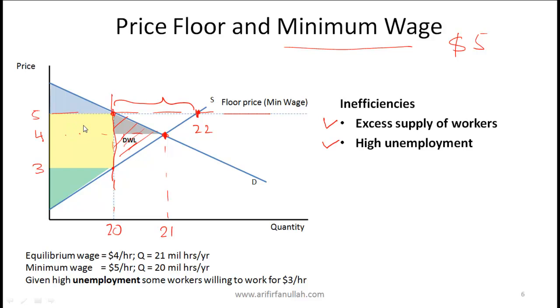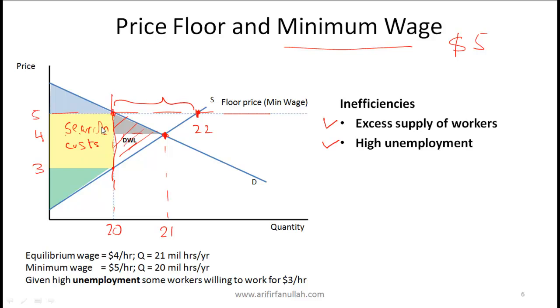So workers are willing to spend a lot of time and energy looking for work. So potentially, if they are willing to spend up to $2 an hour searching for work, because they were willing to work for three, if they do find a job, they will get a job at $5 an hour. So they are willing to spend up to $2 running around looking for a job. So these are potential search costs. When they do find a job, they get $5.